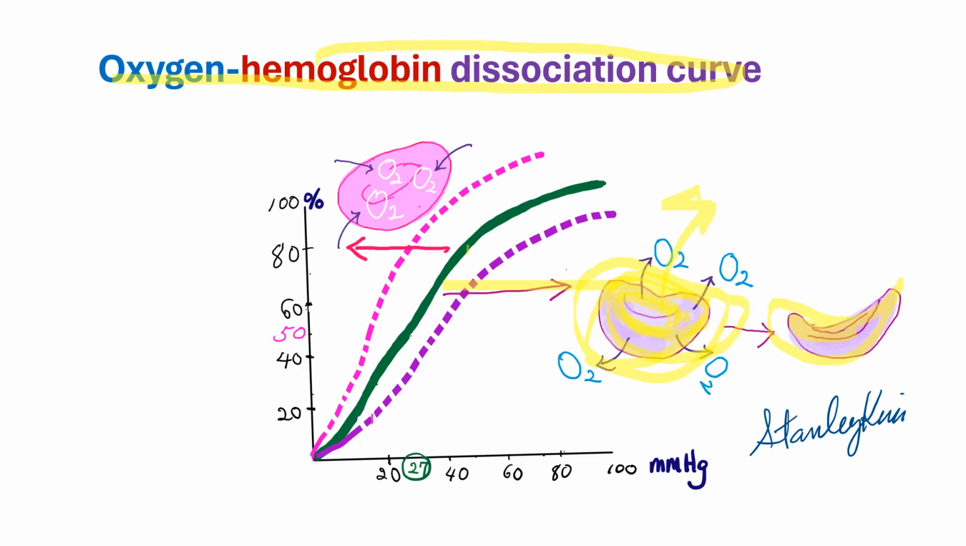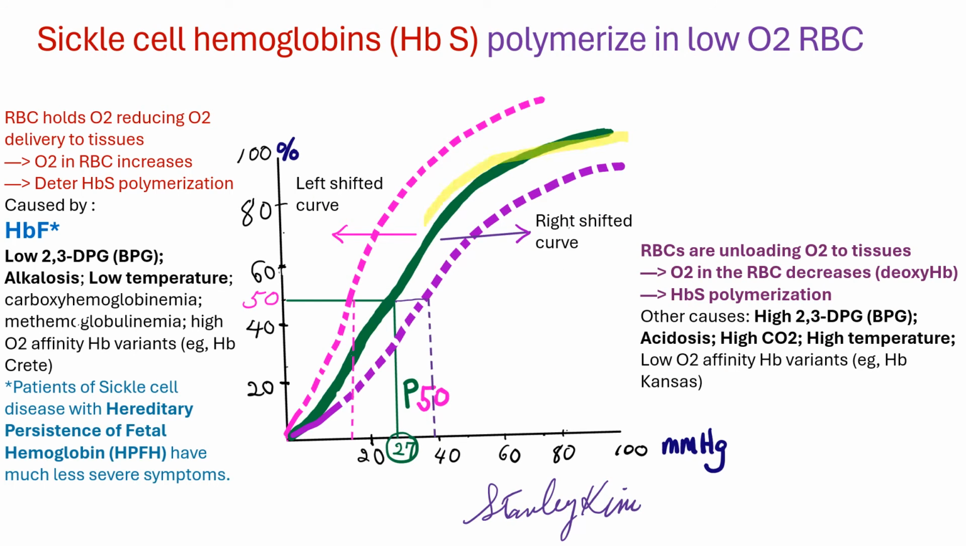But when the oxygen dissociation curve shifts to the left, the red blood cells catch and hold the oxygen inside. They don't give the oxygen away to the cells or tissues. That can deter sickle cell formation. So when the curve is shifted to the left, the red blood cells hold the oxygen, so the hemoglobin S won't become deoxyhemoglobin S. So it deters the polymerization and the sickle cell formation. If we know the certain conditions that can shift the curve to the left, it can be very useful for treatment of sickle cell disease.